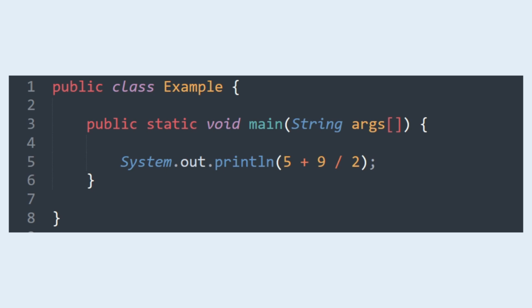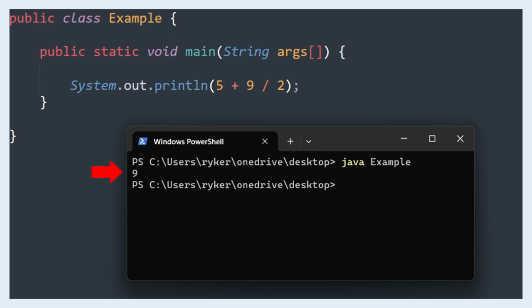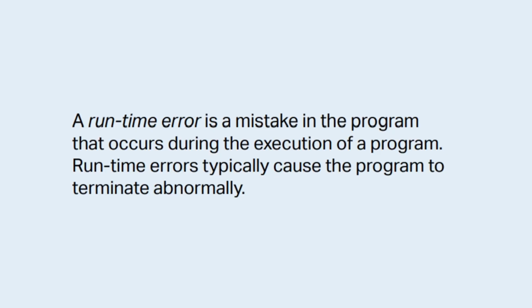However, due to order of operations, the 9 would be divided by 2 first, instead of 5 and 9 being added together. Our code is still compiling and running, but we don't get the output we expect of 7. A runtime error is a mistake in the program that occurs during the execution of a program. Runtime errors typically cause the program to terminate abnormally.